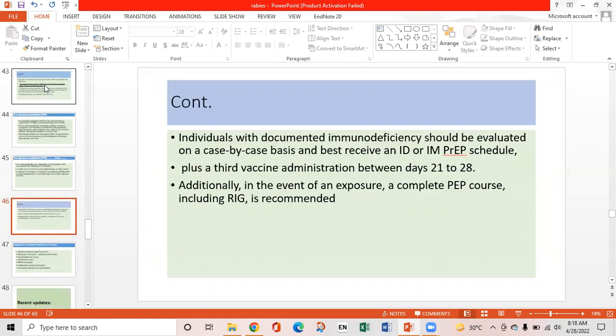Individuals with documented immunodeficiency should be evaluated on a case-by-case basis and are best given an intradermal or intramuscular pre-exposure prophylaxis schedule, plus a third vaccine administration between days 21 to 28. Additionally, in the event of an exposure, a complete post-exposure prophylaxis course, including rabies immunoglobulin, is recommended.